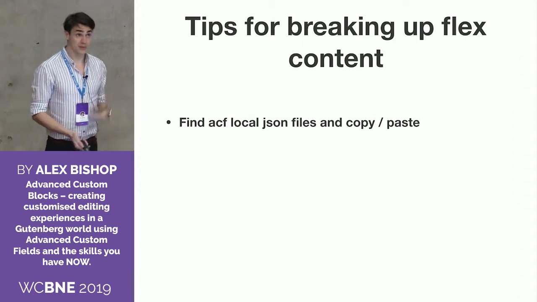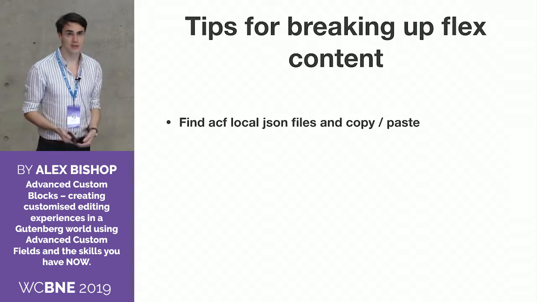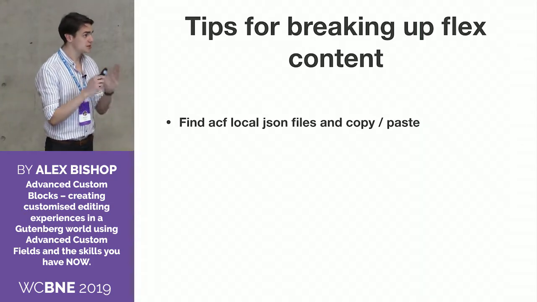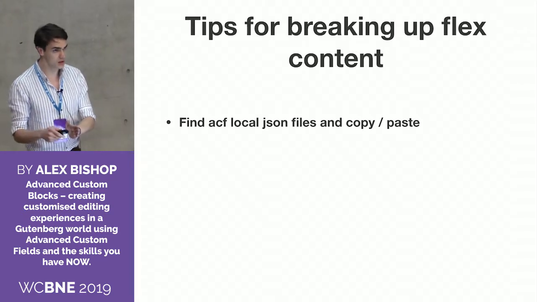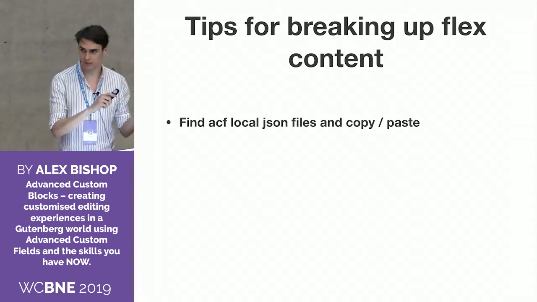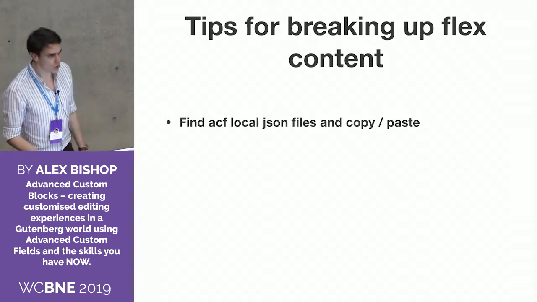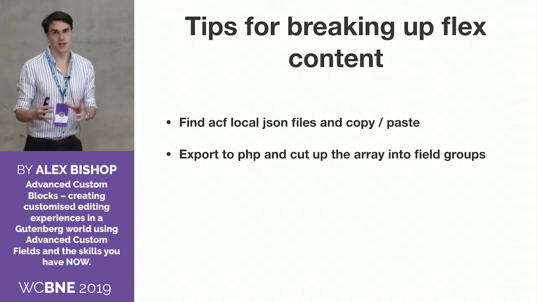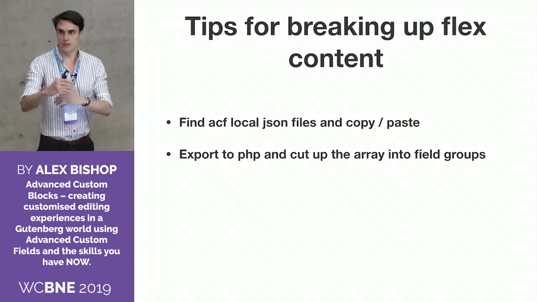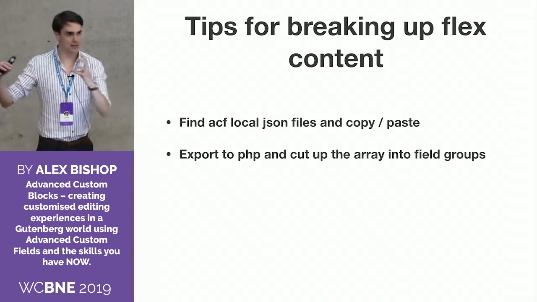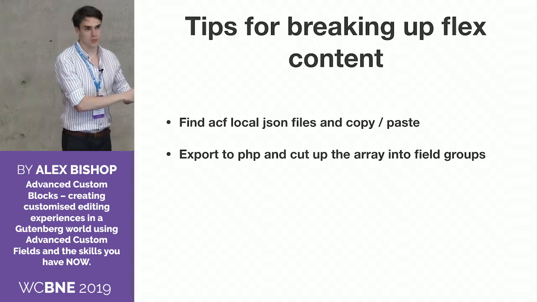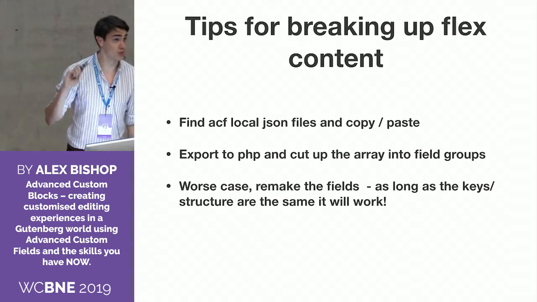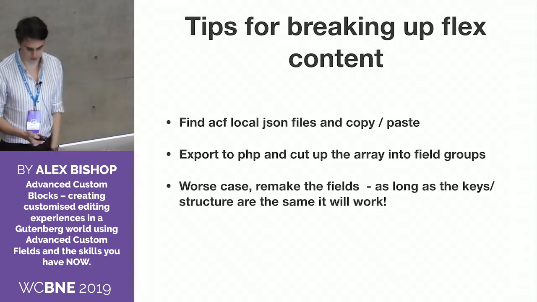Tips for breaking up flexible content as well. This might be better off if you come and revisit this at another time, but effectively there are lots of ways that you can get your field definitions out of Advanced Custom Fields. You can use their local JSON feature to save them as JSON files, or you can use the PHP export, and you could quite easily, using a text editor, cut up those files to then take out the sub-field groups and define them as their own top-level field groups. We've done that in extreme cases. Worst case, remake the fields. It will probably take you like 10, 15 minutes.